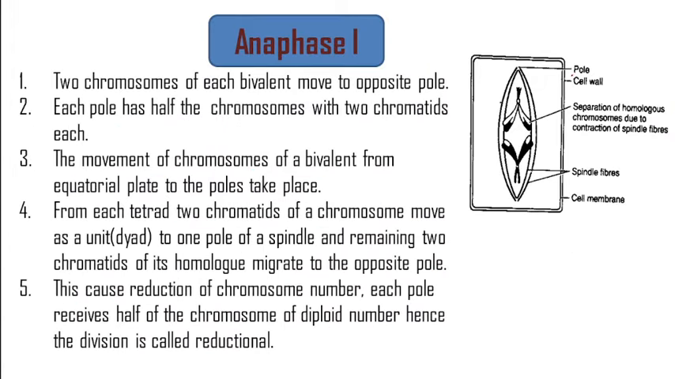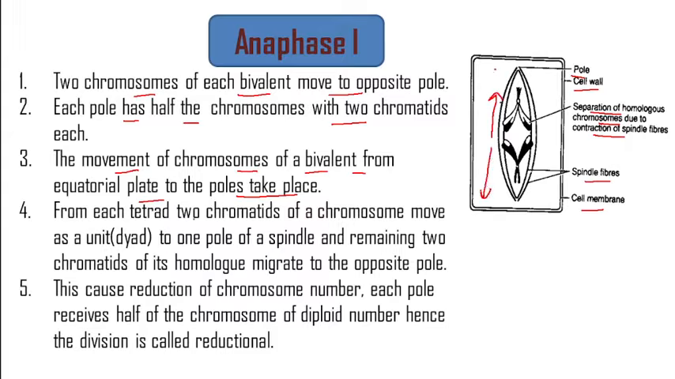Anaphase 1, pole, cell wall, separation of homologous chromosomes due to contraction of spindle fibers, cell membrane. Two chromosomes of each bivalent move to opposite poles. Each pole has half the chromosomes with two chromatids each. The movement of chromosomes of a bivalent from equatorial plane to the pole takes place. That means the movement takes place this way from the equatorial plane towards the poles.